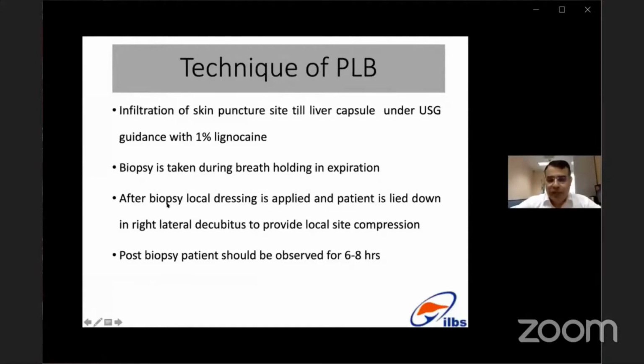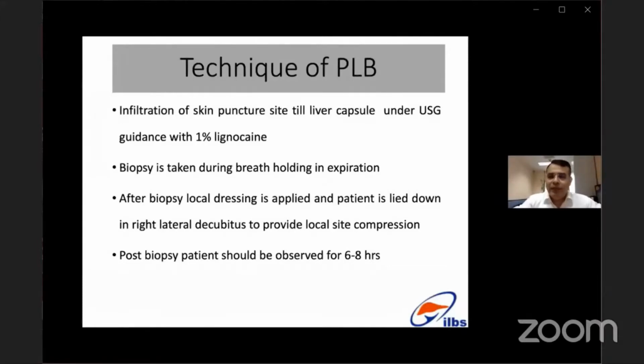After biopsy, a local dressing is applied and the patient is laid in right lateral decubitus to provide local site compression. So from the site where the biopsy is taken, you ask the patient to lie down accordingly on the same side, and then the patient lies like that for at least 2 hours, and the patient should be observed for 6 to 8 hours.